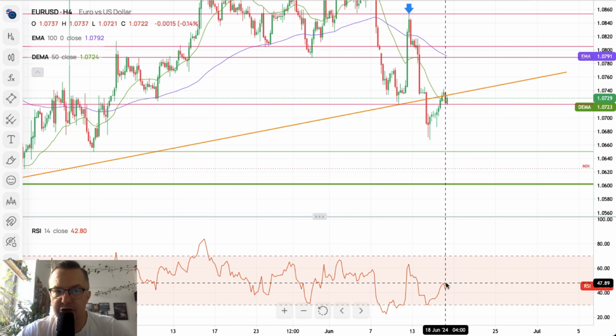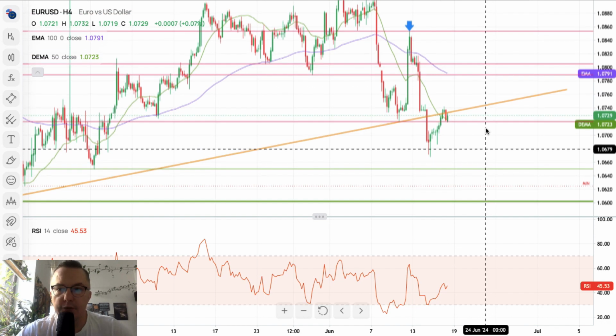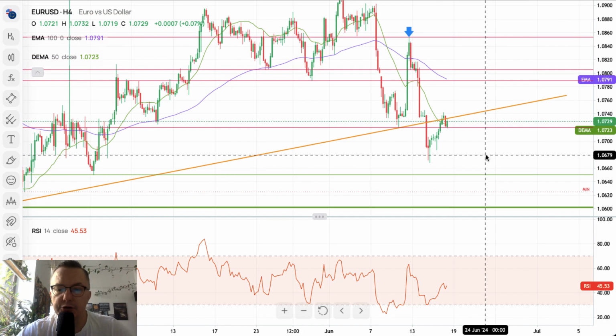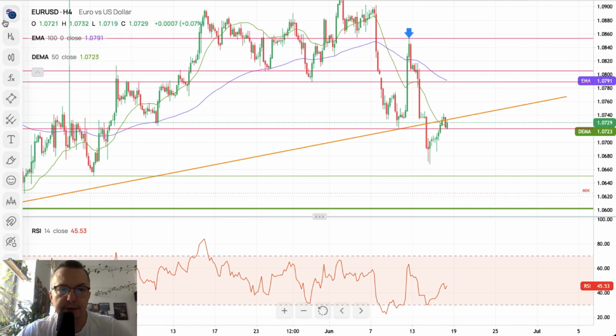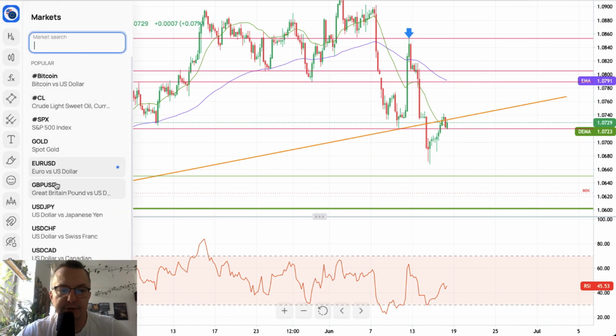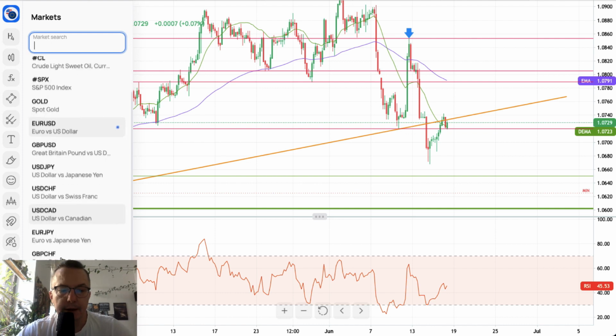However, the bulls are trying to test the neutral level of 50, but so far to no avail on the euro dollar. So let's just wait for the data. Maybe there will be some kind of an interesting trigger.